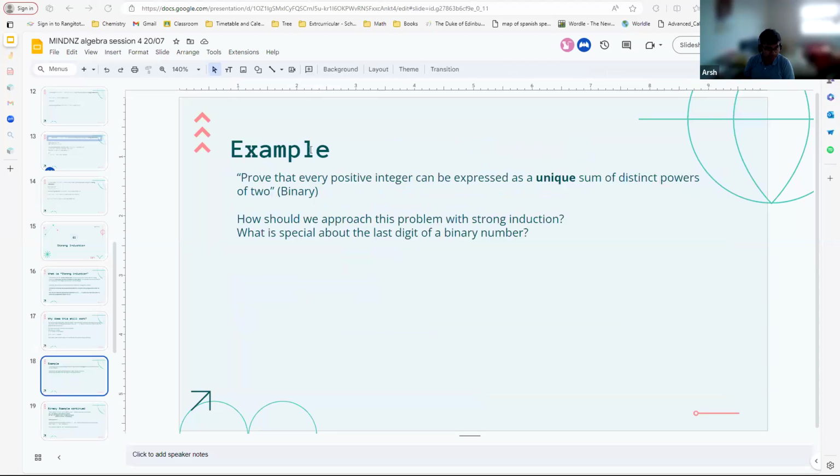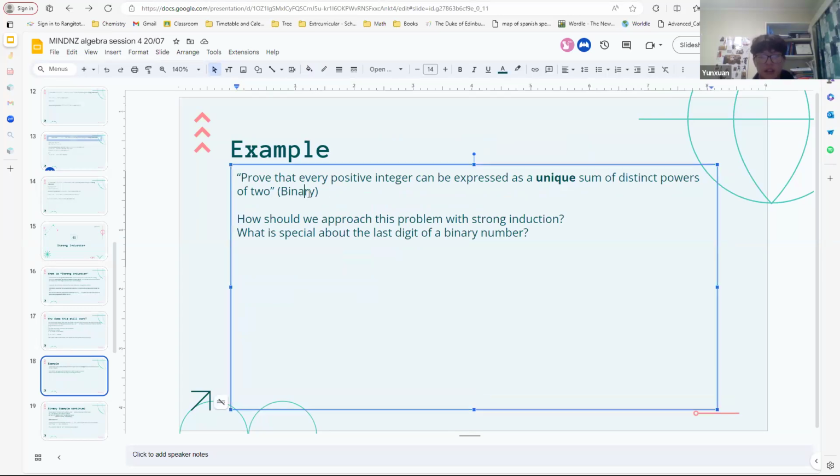So here I'll have Alan go over the example. Our example is to prove that every positive integer can be expressed as a unique sum of distinct powers of 2, which is basically that binary works. So how should we approach this problem with strong induction? And what is special about the last digit of a binary number? Can someone tell me in chat?